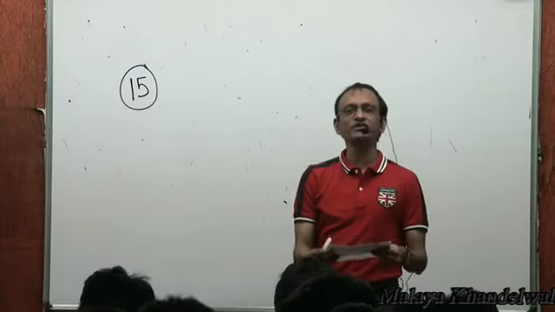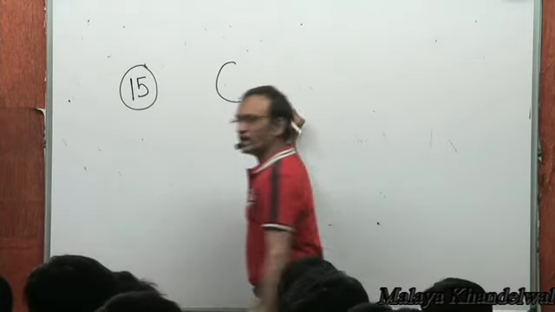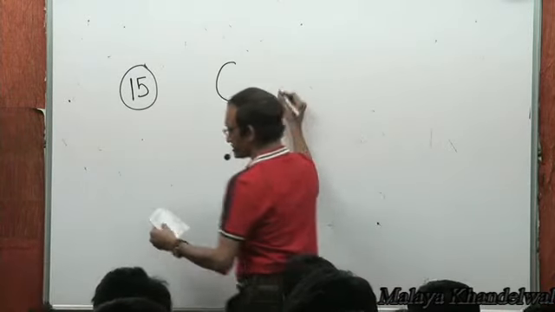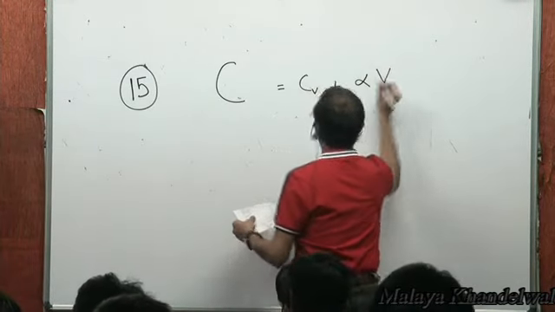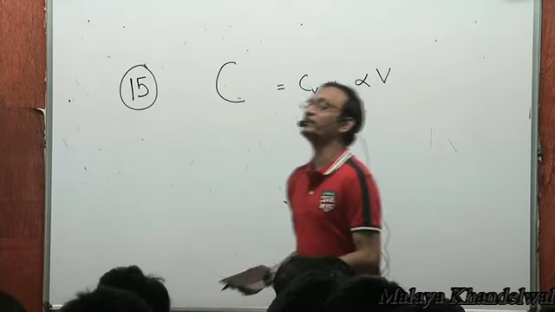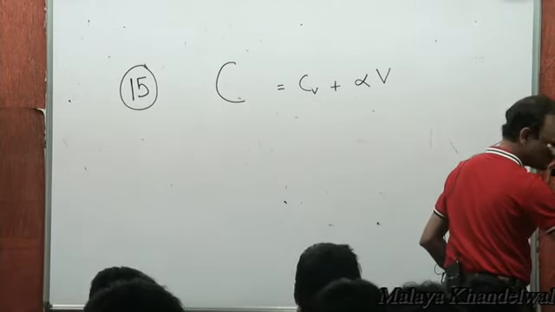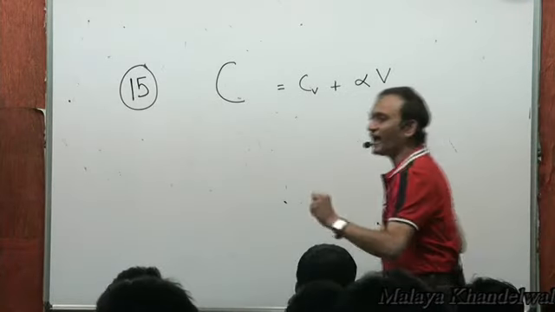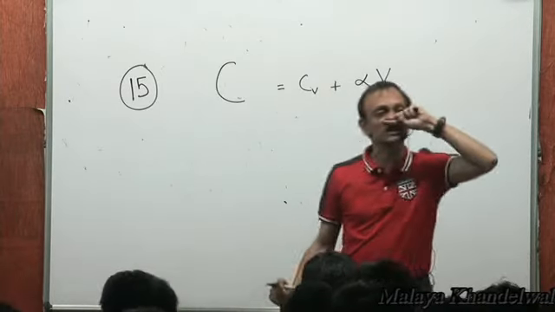The molar specific heat of a certain process is given to be Cv plus alpha V. V is the volume, alpha is a constant. We want to find the equation of the process. Now, let me take 1 mole of the gas undergoing this process.